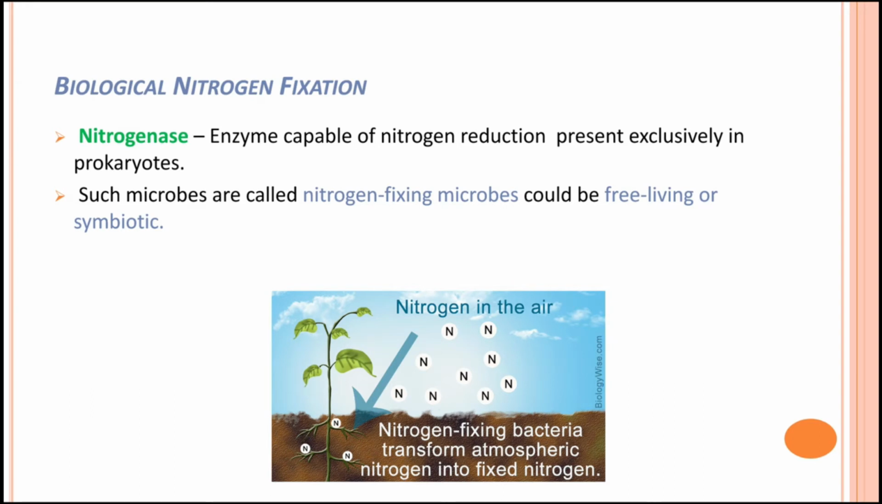These microbes or prokaryotes which are able to fix nitrogen are called nitrogen fixing microbes, and they can be of two types: free living or symbiotic bacteria. Free living ones can fix nitrogen independently, they don't depend on another organism, while the symbiotic ones have to be in some symbiotic relationship with another organism to be able to fix nitrogen.